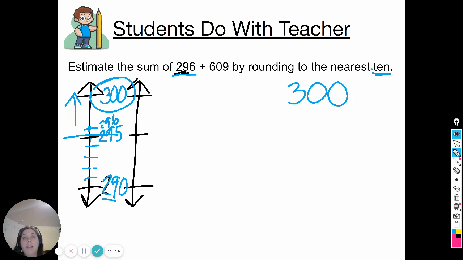And now let's go ahead and start by rounding 609 to the nearest 10. Look, in the tens place, there's a 0. So we're going to keep the 6, keep the 0, end in a 0. So that's like having 60 tens. 60 plus 1 is 61. Keep the 0 at the end. So our top number is 610.